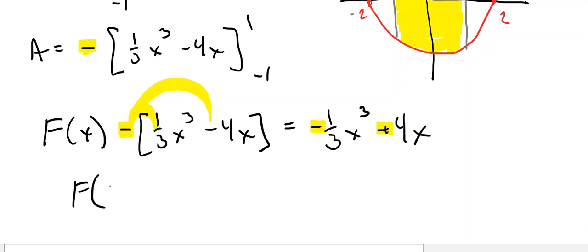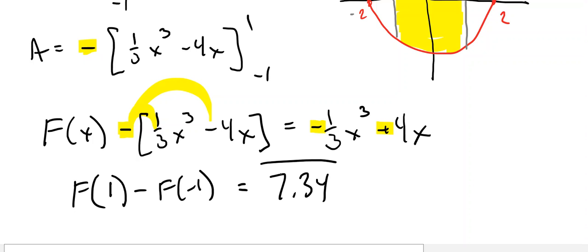And so once you do that, then you can evaluate f of 1 minus f of -1, and you should get an area then of approximately 7.34. If your area comes up with a negative in front of it, you did something wrong. Chances are you just forgot to negate it, and the simplest thing to do, if you just simply forgot to negate it, would be to change the sign.